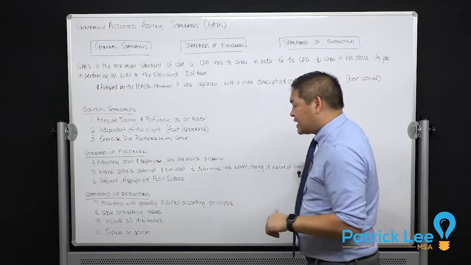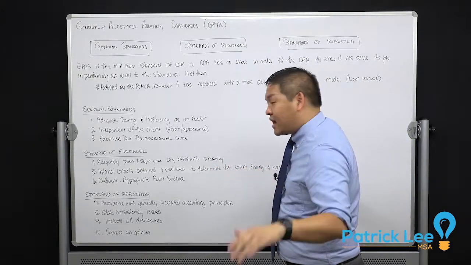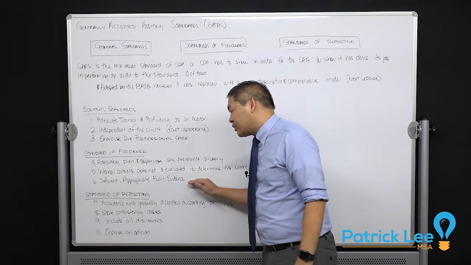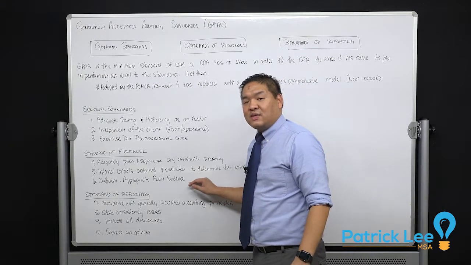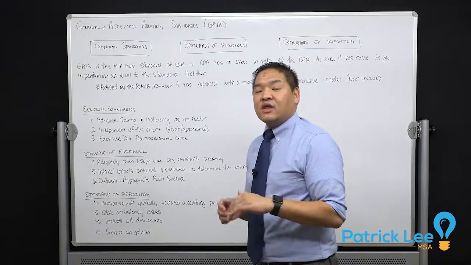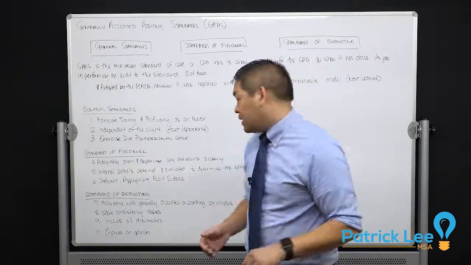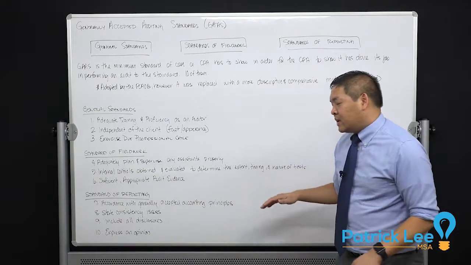When do we perform those tests? We perform those tests during the audit, and when we do that, we need sufficient appropriate audit evidence. If we don't have sufficient appropriate audit evidence, then we need to get more evidence or find another way to test the same thing.